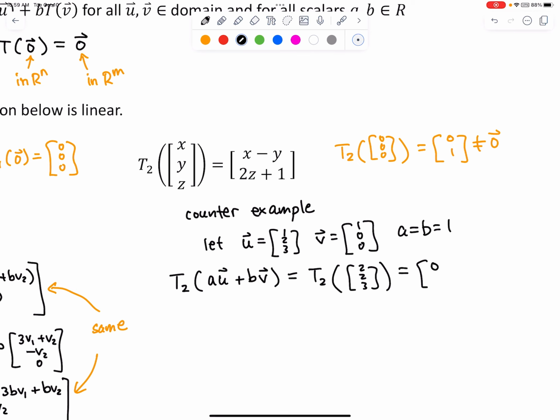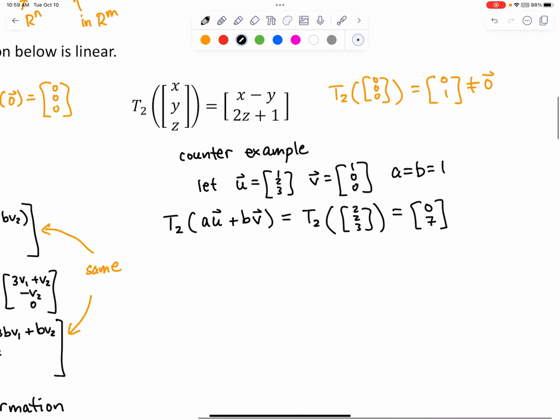And the second component will be 2z plus 1, which winds up being 7. But now let's compare this to what happens if I do A times the transformation of just vector U, so the image of vector U, plus B times the image of vector V, given this transformation. A and B are both 1 in this case, so I'll just erase them. Plug U into the transformation.